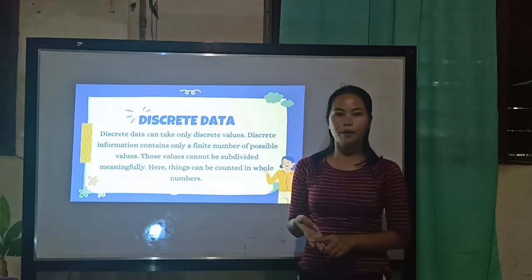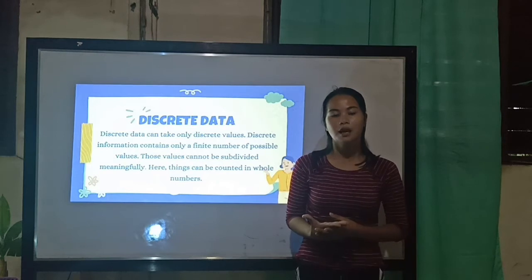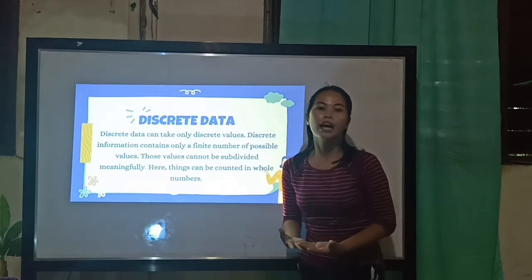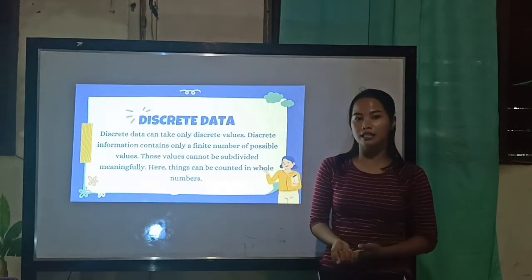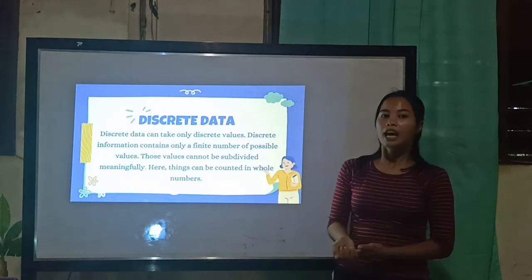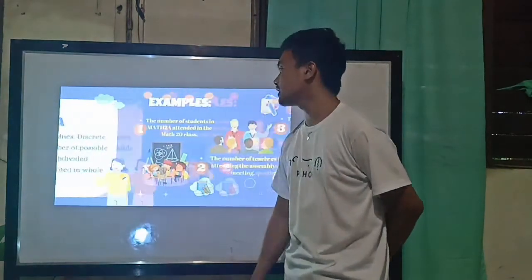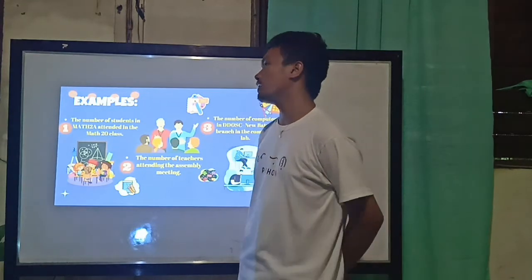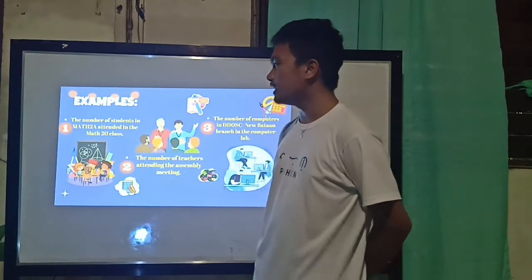This data type is mainly used for simple statistical analysis because it is easy to summarize and compute. In most practices, discrete data is displayed by bar graphs, stem-and-leaf plots, and pie charts. So this is an example of discrete data. Just remember that discrete data cannot be divided, and discrete data is finite.